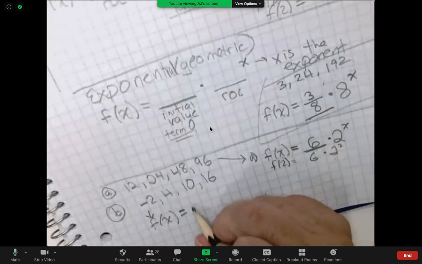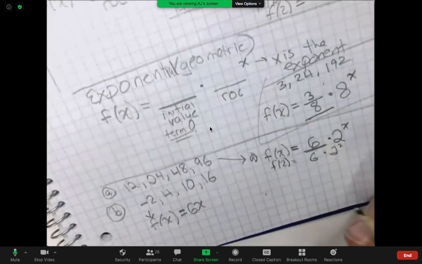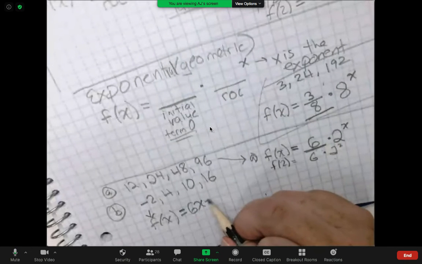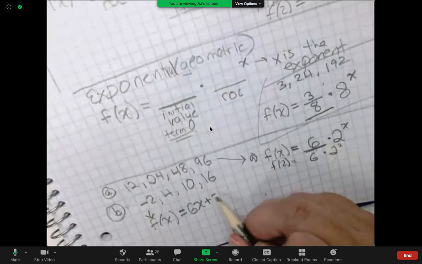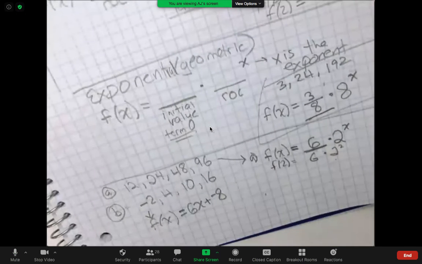So the linear one, it's like the rate of change times x. So we can just put 6x because that's the slope, right? And then the zero term, we'd have to subtract 6 from the 2. So we'd actually get plus negative 8, or you could just write negative 8. And if you look at term 2, it works because 6 times 2 is 12 minus 8 would get you 4. Term 3, 6 times 3 is 18 minus 8 gets you 10.